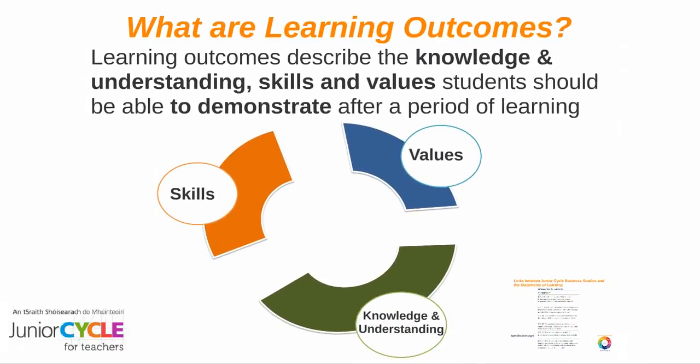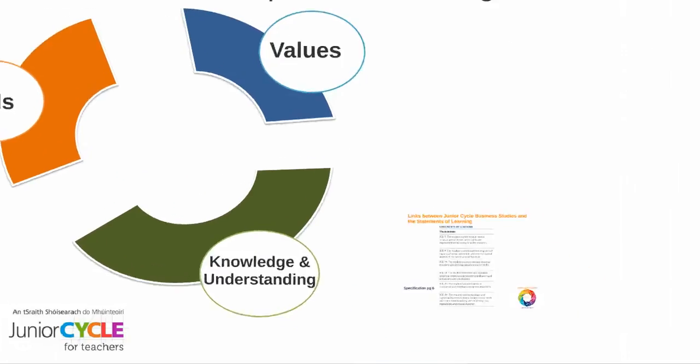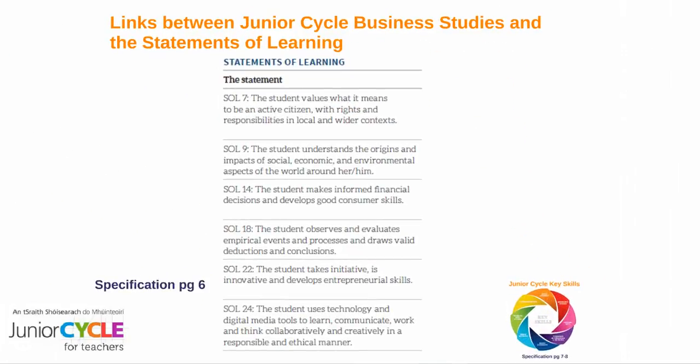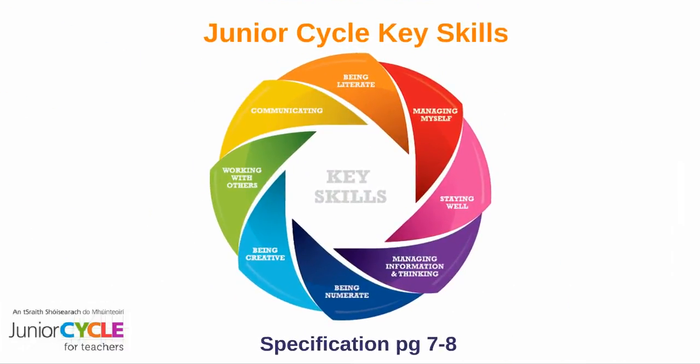Learning outcomes are statements in curriculum specifications that describe the knowledge and understanding, skills and values students should be able to demonstrate after a period of learning. The learning outcomes for business studies have been informed by 6 of the 24 statements of learning that have been directly linked to business studies. It is important to note that the 8 key skills of the framework for junior cycle are fully embedded in the learning outcomes of business studies.